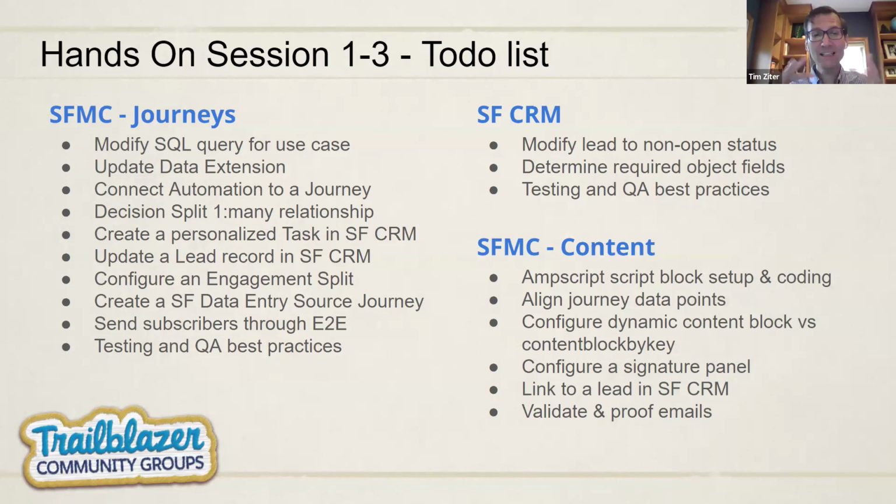And then we should be able to send subscribers end to end through both journeys. That'll be the goal for today. On the Salesforce CRM side, we're going to be modifying some leads to a non-open status to test that functionality. We're going to be determining required object fields as we're going to be creating that task object. We need to sync that with the Salesforce CRM environment and then do some testing.